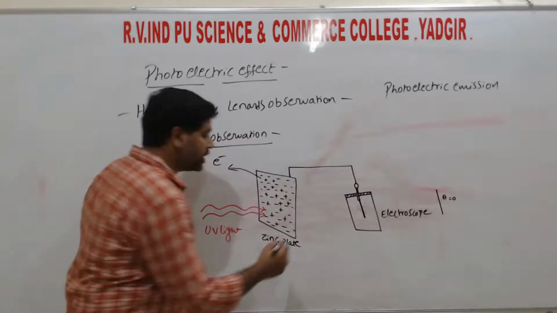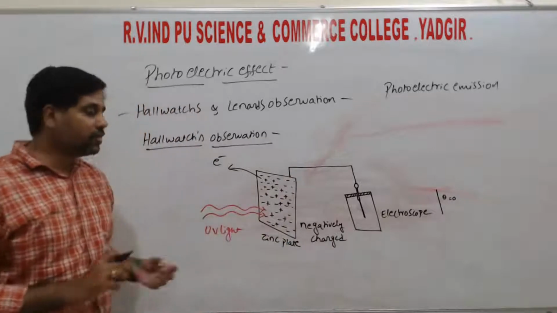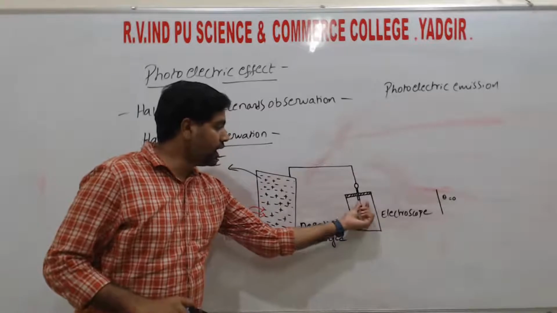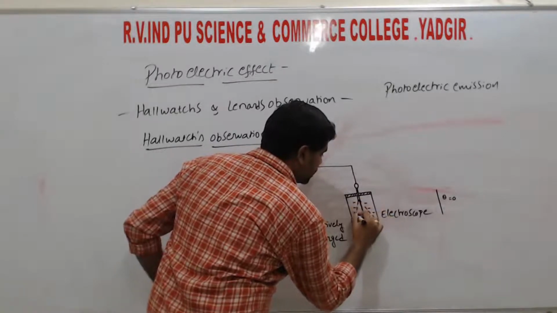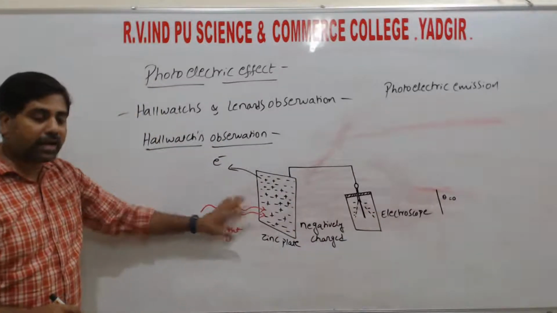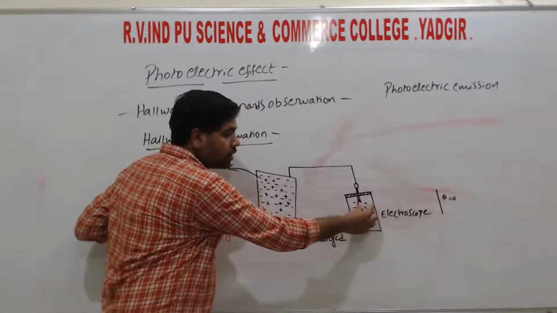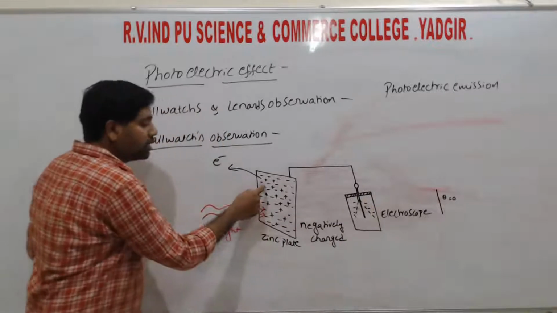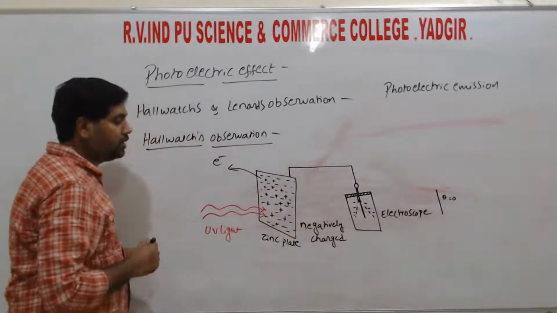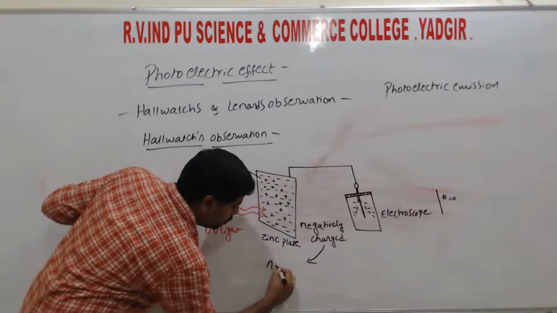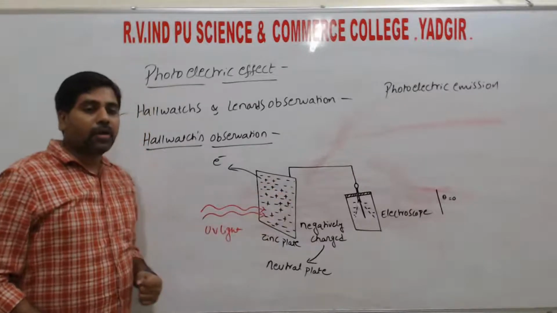That is, the zinc plate is initially negatively charged. This negatively charged zinc plate is connected to the electroscope. Here we have the two leaves, and on the two leaves we have the negative charges, before the incidence of the ultraviolet light. When the ultraviolet light falls onto this zinc plate, the number of electrons on the leaves goes on decreasing. That the number of electrons goes on decreasing means the electrons in this plate are being emitted. After it reaches the neutral position, this negatively charged plate becomes neutral. That is, the number of positive charges equals the number of negative charges.